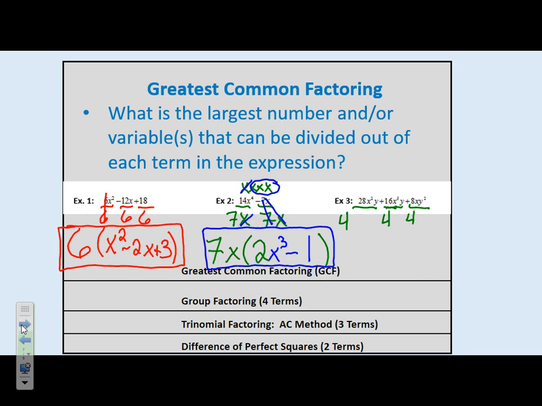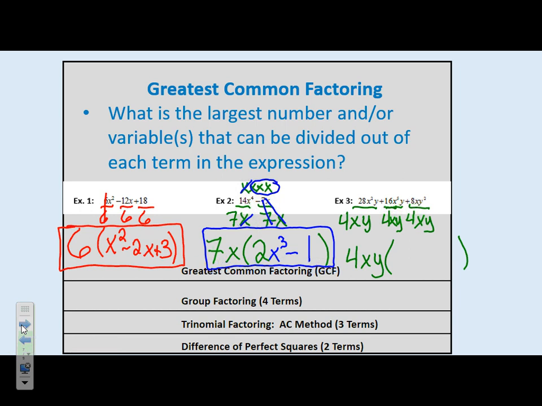Now I need to start looking at my variables. If I look at all 3 of them, all of them have an x. I need to take the one with the smallest exponent. So that's going to be my x to the first. So I have x, x, x out of each of these. Now I'm also looking at this and I have a y in each of these. So I'm going to take a y out. Y, y, y. Now this 4xy has to be written out in front. So 4xy is written in the front, and then we're going to fill in the rest.